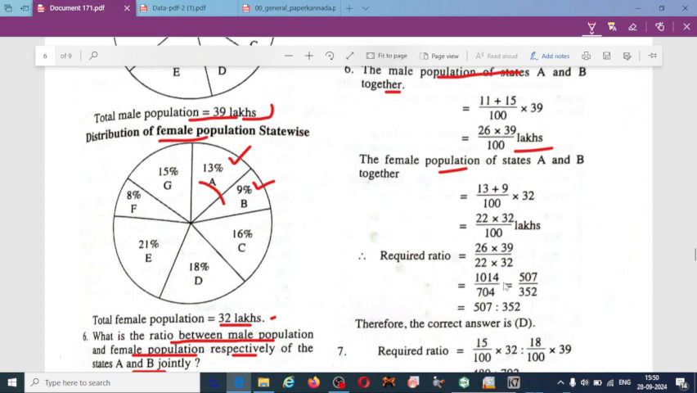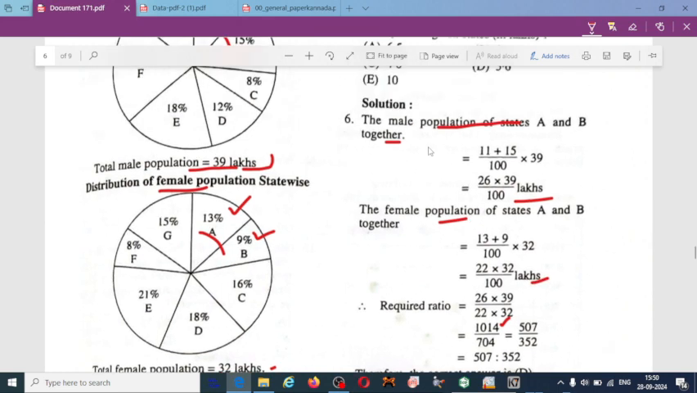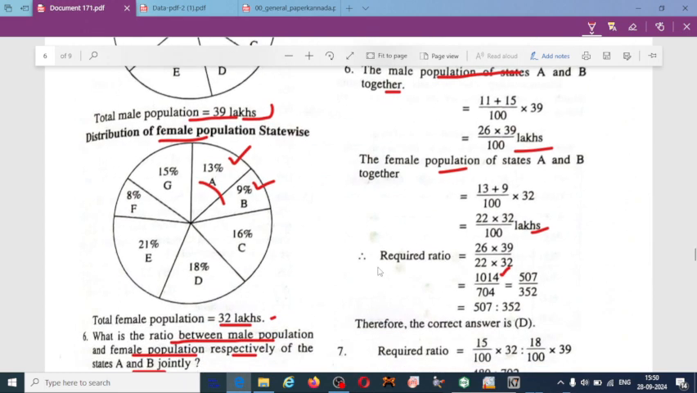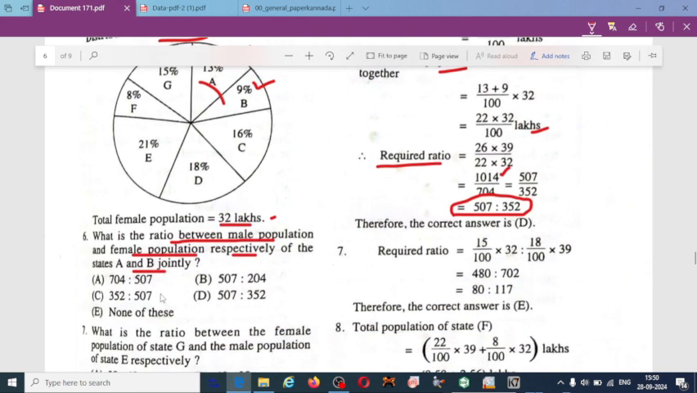Then you will get this ratio. After calculating for male population, female population, take the required ratio. 100 gets cancelled, you will get 26 into 39 divided by 22 into 32. Once you do the calculation, you will get the final ratio of male and female population from state A and B jointly, that is 507 is to 352. Option D.